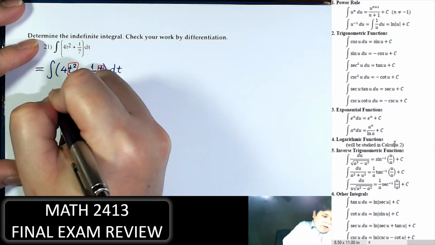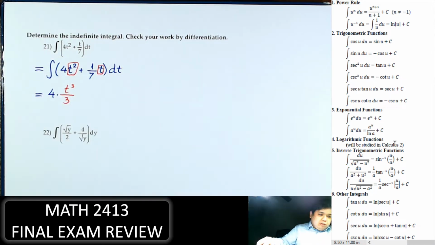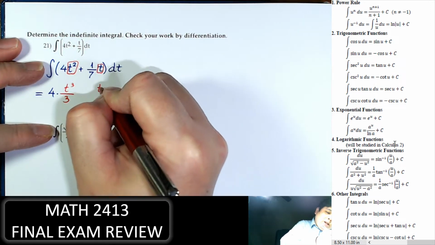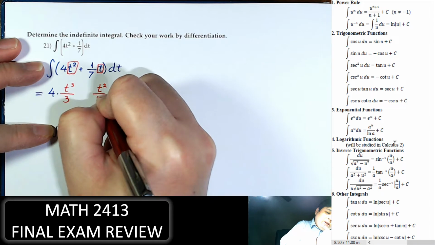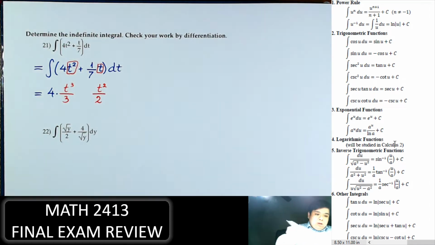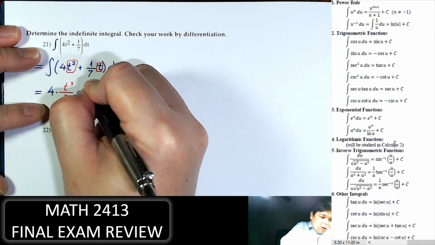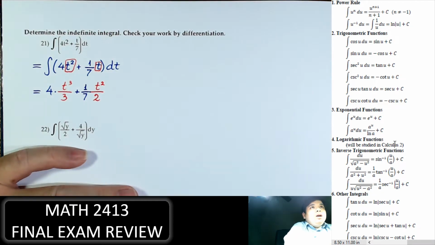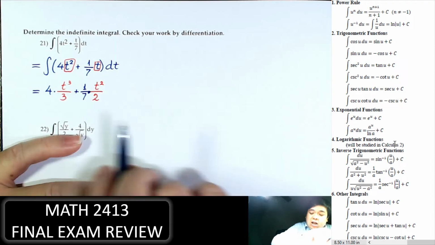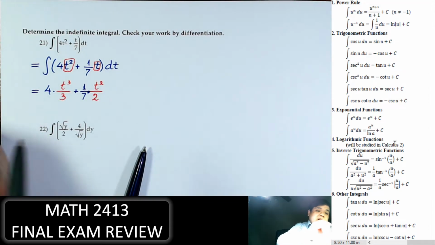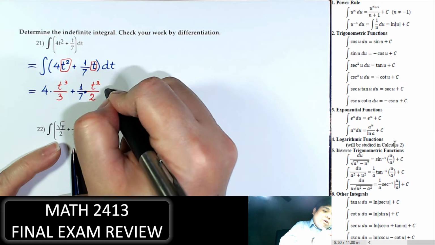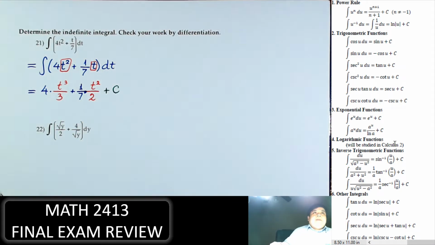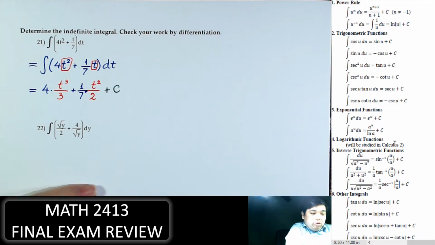There's a 4 in front of that. And then the integral of t will be t square over 2. And then plus 1/7 times. Right. And remember, the indefinite integral will be the set of all antiderivatives. So it's going to be plus a constant c. Right. So just the power rule for each term.